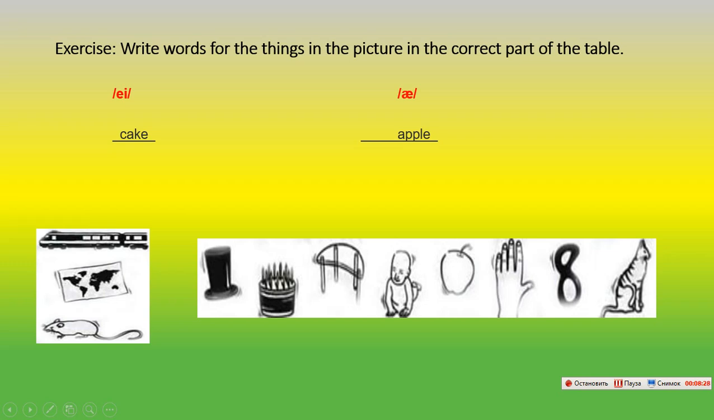Now, exercise. You should write words for the things in the picture in the correct part of the table. Here are 2 sounds given, A and R. For example, cake. Now this word cake is pronounced as A. Apple, apple. Well, be careful and pay attention to the sounds.